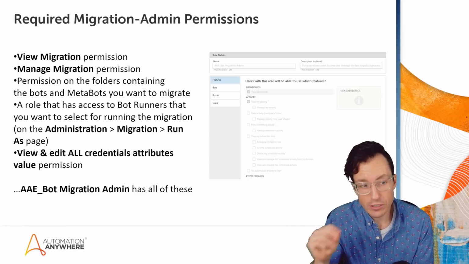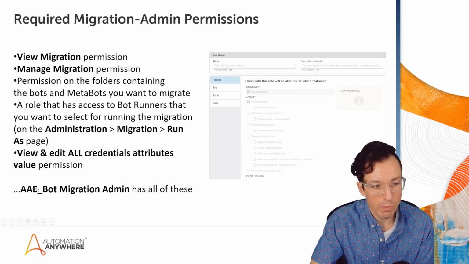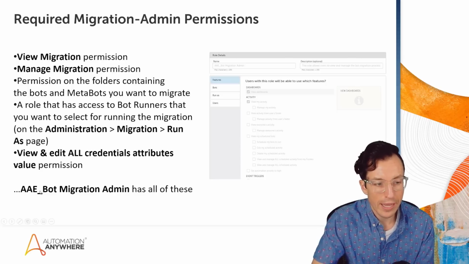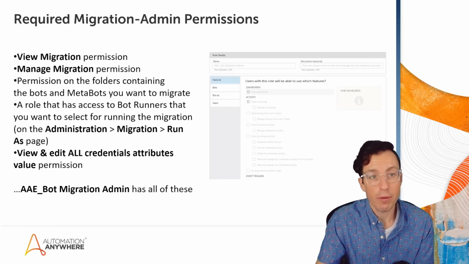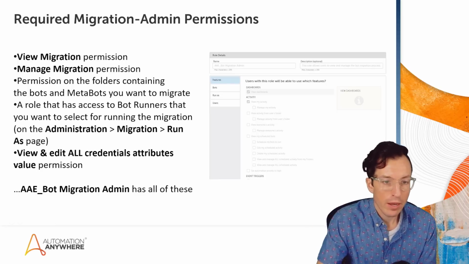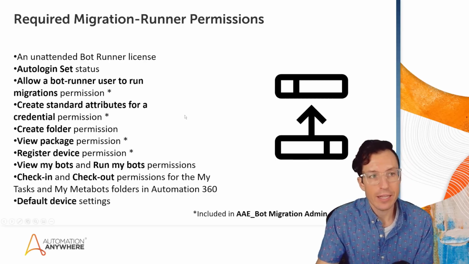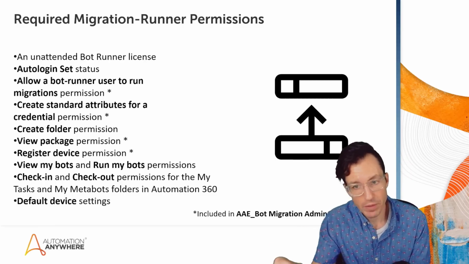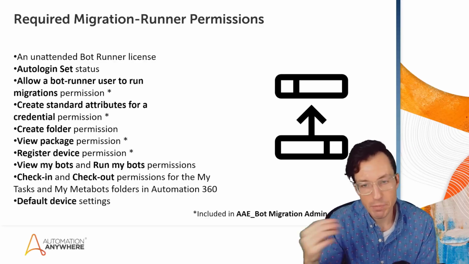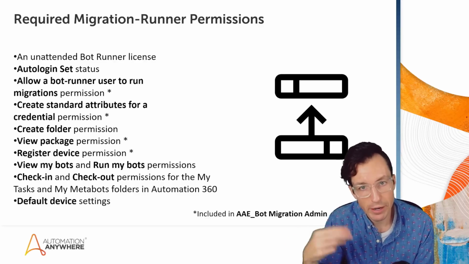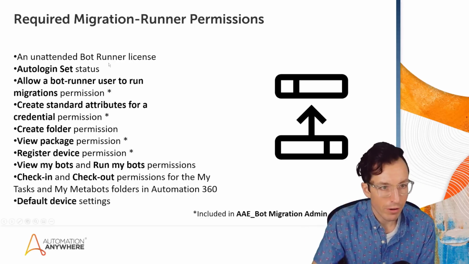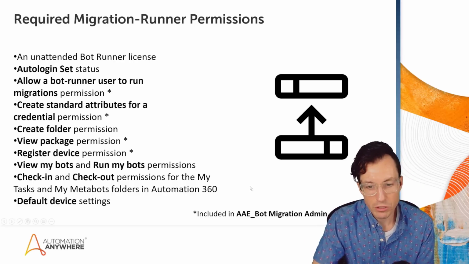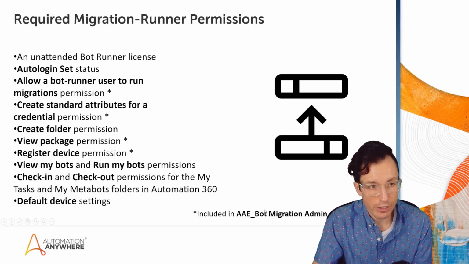The easiest way to do this though is to use the built-in role, which is AAE_bot migration admin. It has all of the permissions you're going to need for the migration admin account. Now, the other account that you'll need is the migration runner account. And the runner is essentially the bot runner that's actually performing these migrations itself. So again, it has to have a set number of permissions. Most of those are included directly in the bot migration admin.